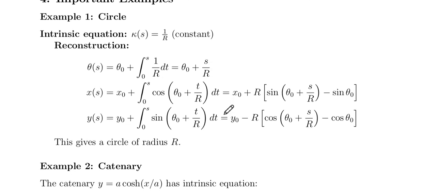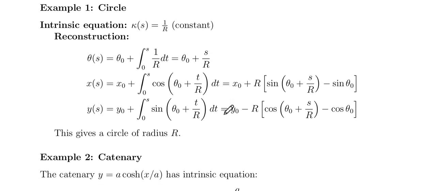For example, for the circle, we already know the intrinsic equation kappa of s equal to 1 by r, which is constant. F of s equal to 1 by r. This is called the intrinsic equation for the circle. For reconstruction, theta of s equal to theta naught plus the integral from 0 to s of 1 by r dt. If you calculate this, we can find x of s and y of s. So this gives a circle of radius r.